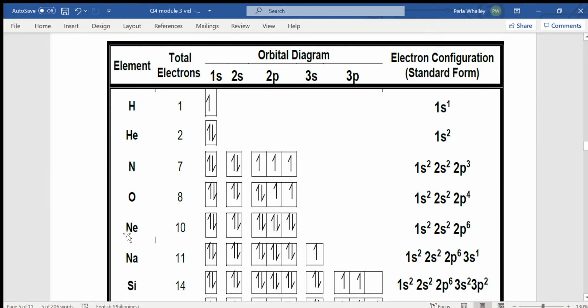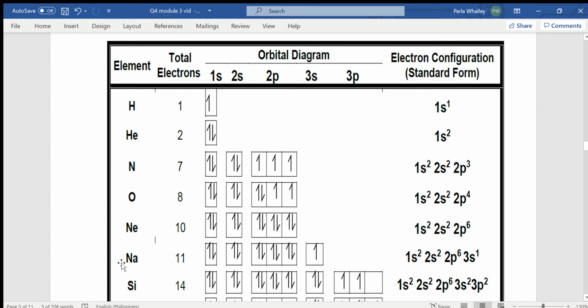For neon, 10. 1s2, 2s2, 2p6. So 1s, 2 electrons, arrow up, arrow down. For 2s, arrow up, arrow down. For 2p, arrow up, arrow up, arrow up, and then it will pair down, down, and down.